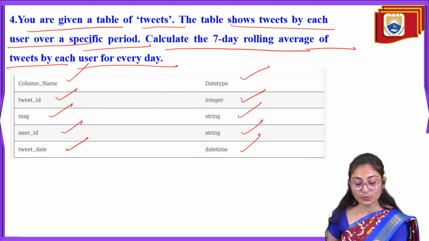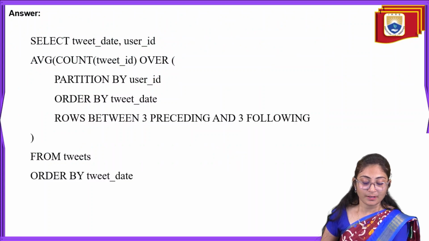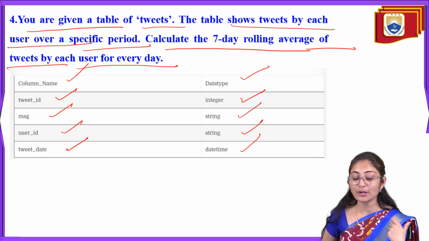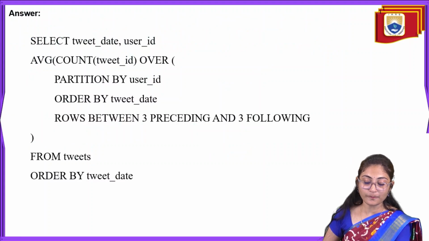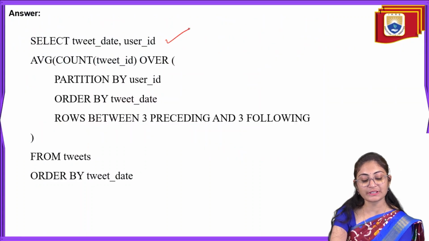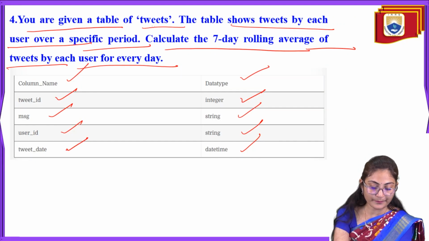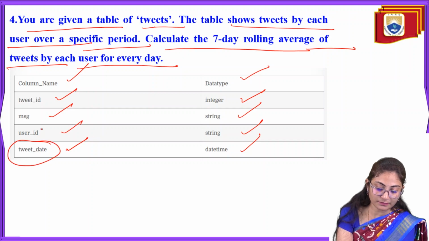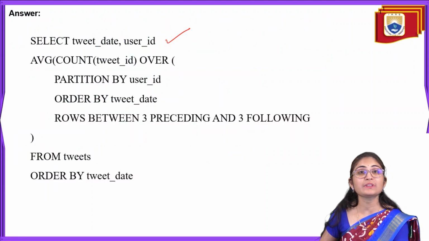So here we will use a SQL query, and by using the SQL query we have to find out the 7-day rolling average of tweets. Now first, we have to select the tweet date and the user ID. Then we have to find out the average.